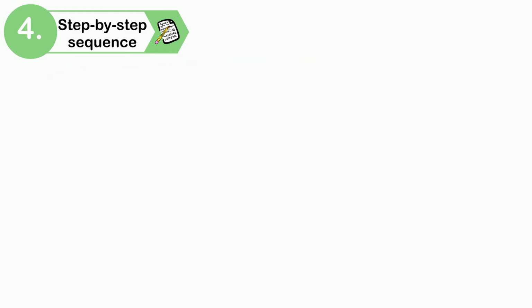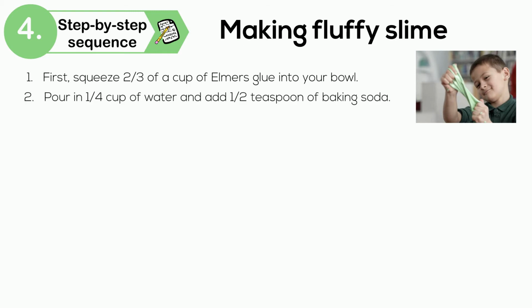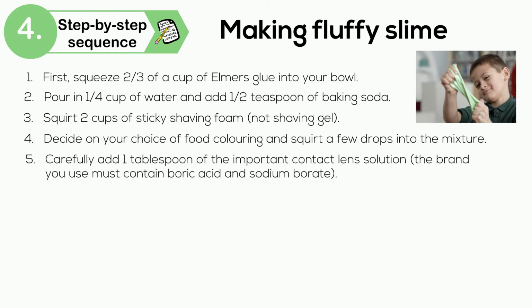Here's a step-by-step guide to making fluffy slime. 1. First squeeze 2/3 of a cup of Elmer's glue into your bowl. 2. Pour in 1/4 cup of water and add 1/2 teaspoon of baking soda. 3. Squirt 2 cups of sticky shaving foam, not shaving gel. 4. Decide on your choice of food colouring and squirt a few drops into the mixture. 5. Carefully add 1 tablespoon of the important contact lens solution. The brand you use must contain boric acid and sodium borate.